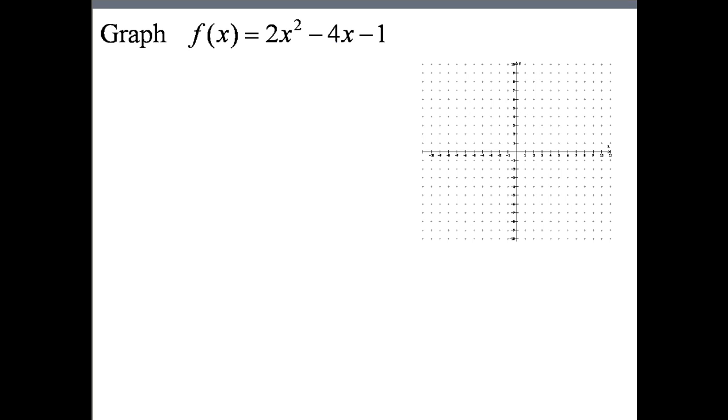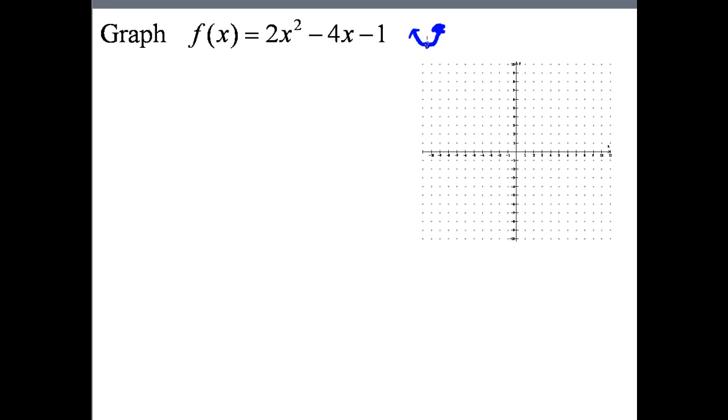We want to graph this quadratic function here. So first of all, let's recognize that it's quadratic. We know that it's quadratic because the highest degree term is the squared term, x squared. So this is quadratic. Because it's quadratic, we know its graph should look like a parabola. And since a is positive, the parabola is going to open upwards. If a was negative, this would be a downwards opening parabola.